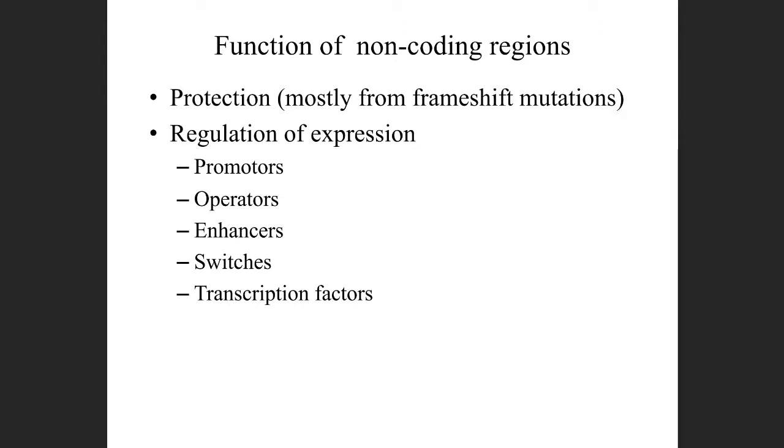Some might be protection, so if there's a frameshift mutation and all of your chromosome was coding, then every gene's expression would be knocked out. But if there's sort of a buffer between genes, then a frameshift may not lead to lack of function in downstream DNA. A lot of different forms of regulation of expression.